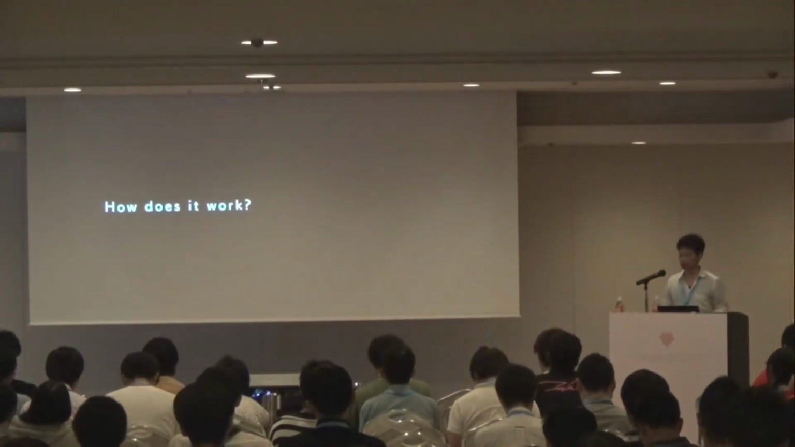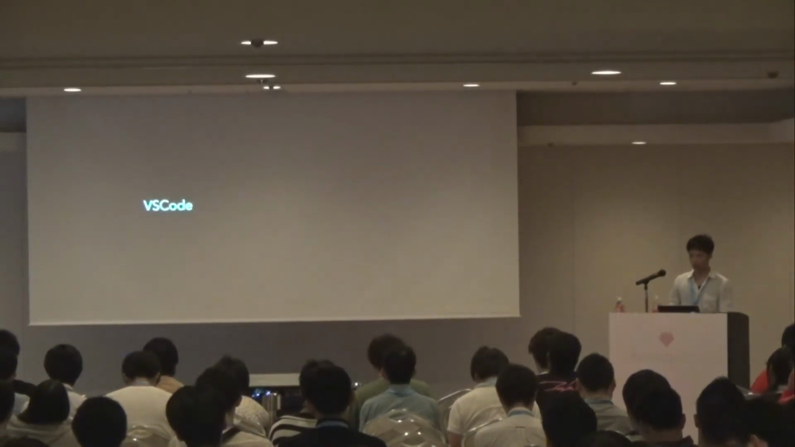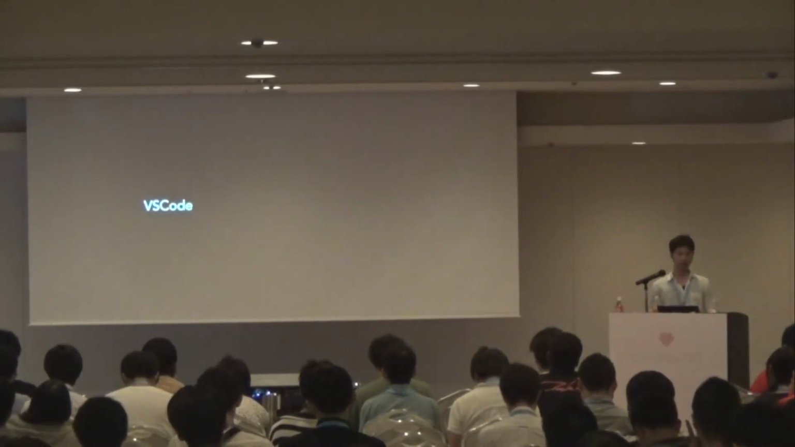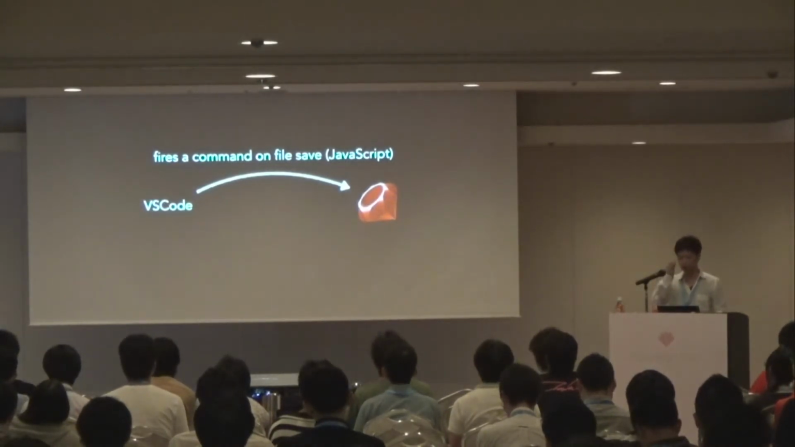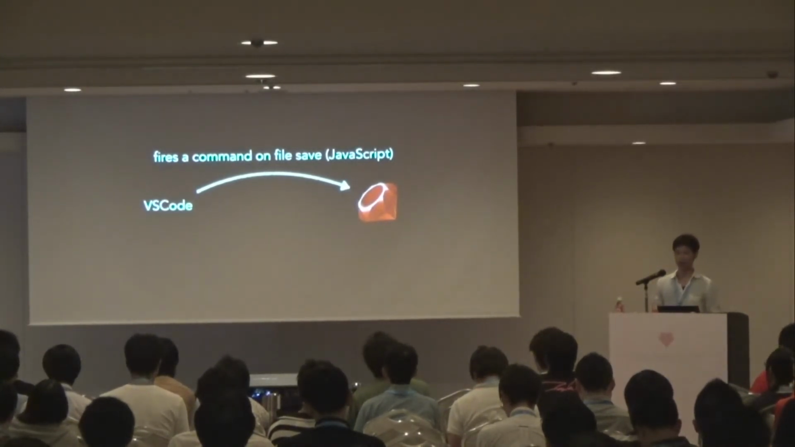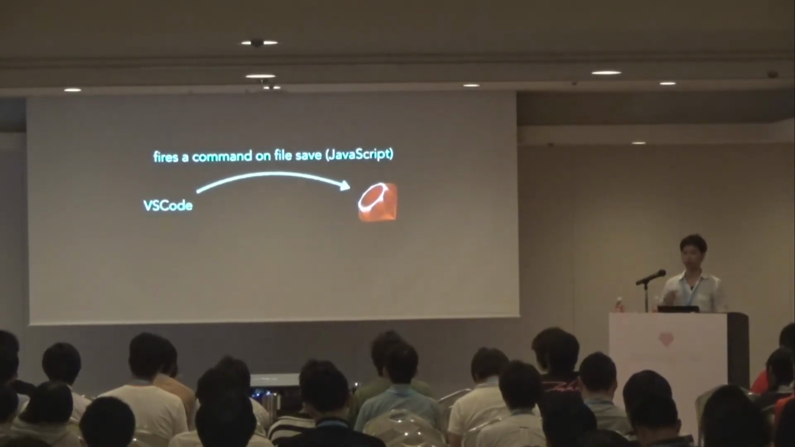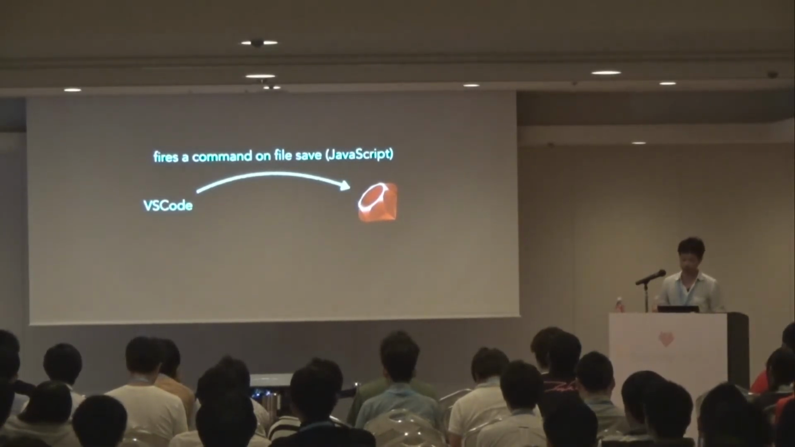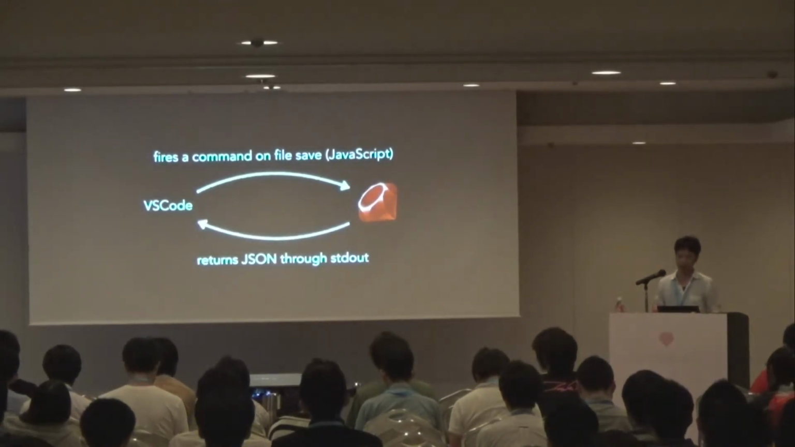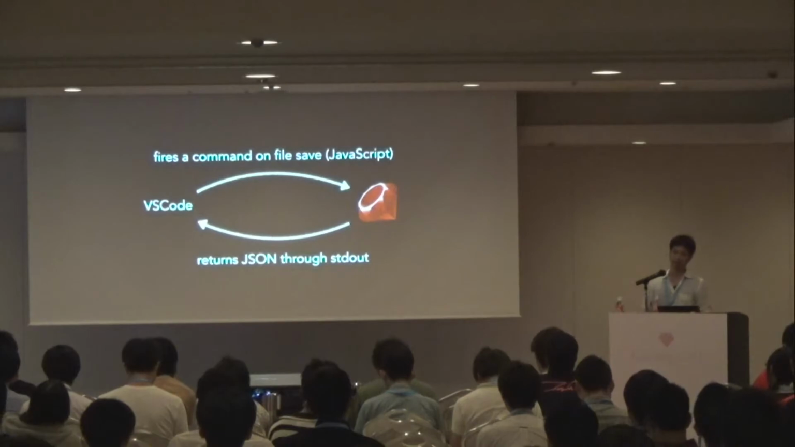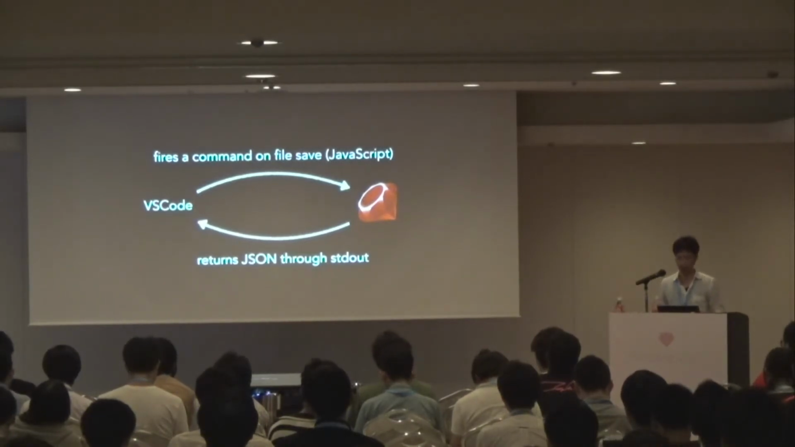Okay, so how does it work? There's a VS Code running on your computer, and every time you change a file or you save a file, it runs some JavaScript code to run a command. Then it runs a Ruby command to get what's actually not defined in your project. And Ruby sends the JSON back to the VS Code session, so it can annotate undefined methods in the file.